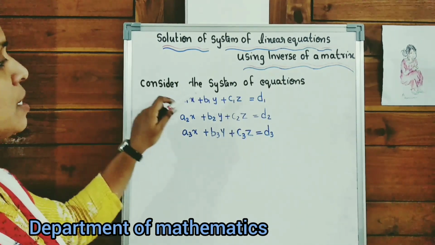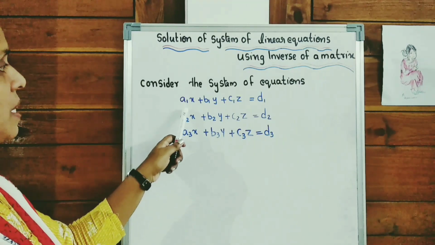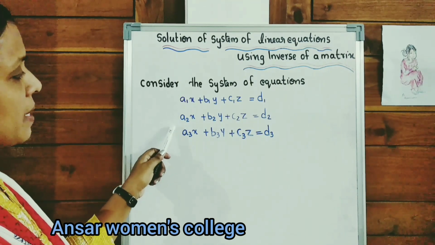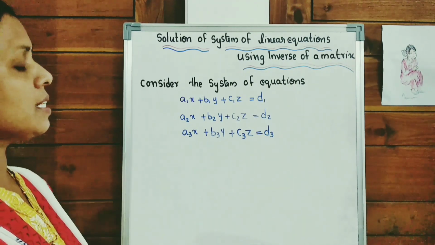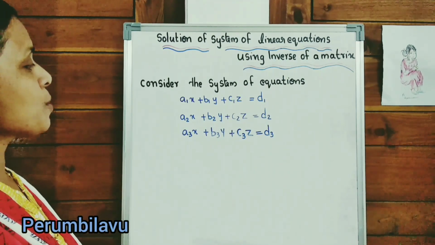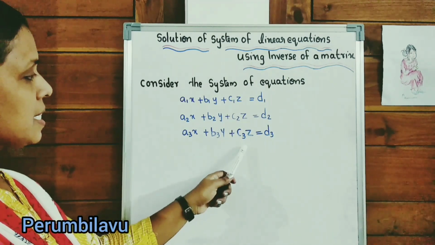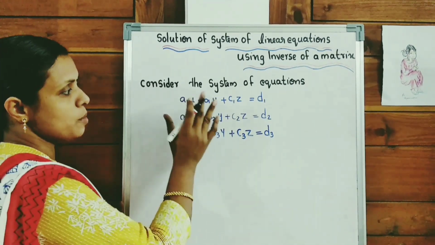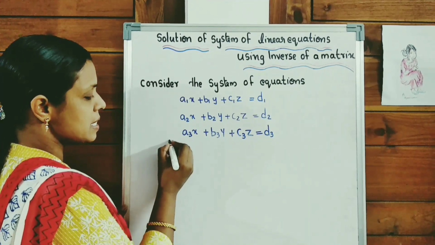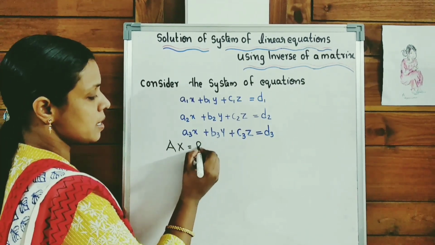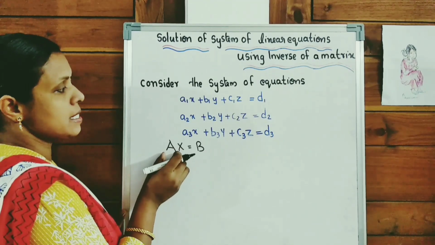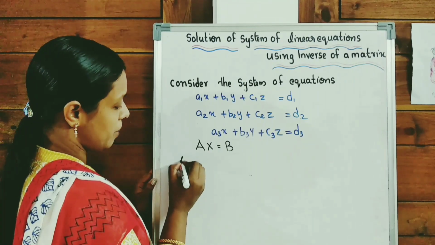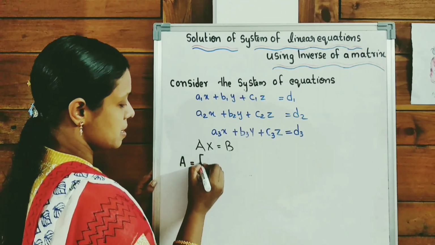So consider the system of equations a1x plus b1y plus c1z equal to d1, a2x plus b2y plus c2z equal to d2, a3x plus b3y plus c3z equal to d3. First we express this system of equations into AX equal to B form. Here A is the coefficient matrix of the variables. First we write A equal to matrix.